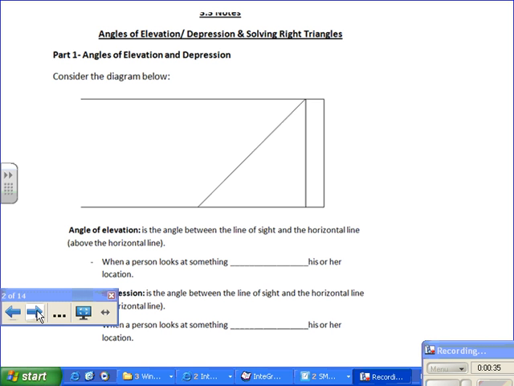Elevation and depression refers to looking up at something. So an angle of elevation is to be elevated means to go up, and depression is when we're looking down at an object. So if we're up in the sky or on a roof looking down at something on the ground. And these are actually just special cases of right triangles, but we need to be familiar with the words angle of elevation, angle of depression.